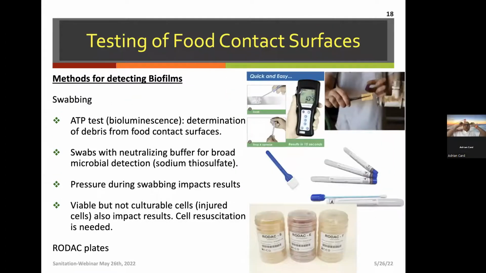So when we're going to test food contact surfaces, there's basically two approaches. One in which we're focusing on ATP testing, and we're going to talk specifically about what is ATP. And then another one in which we're basically focusing on microbiological analysis. And Rodac plates is just an example of how you can do this microbiological analysis, but you can also be doing some swabbing like this one, or some swabbing like this one.